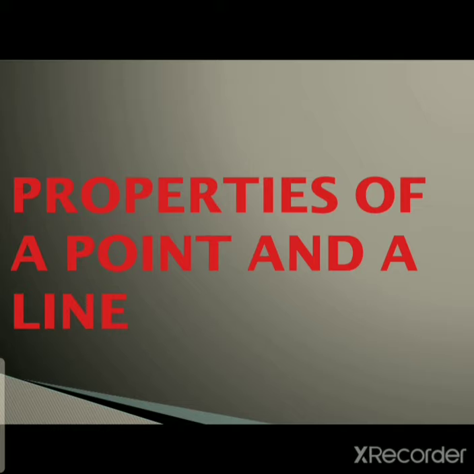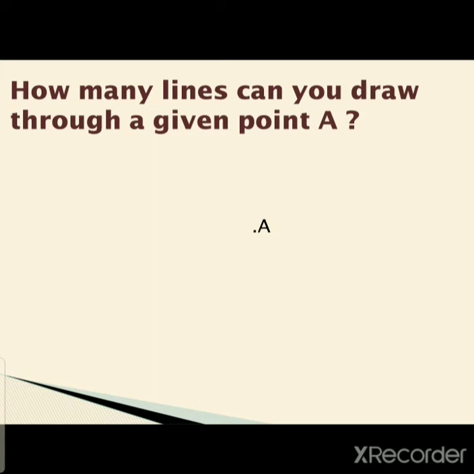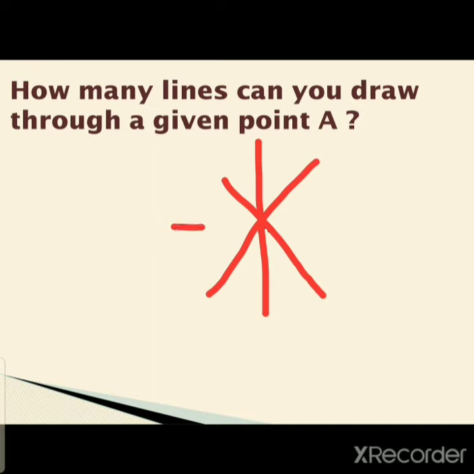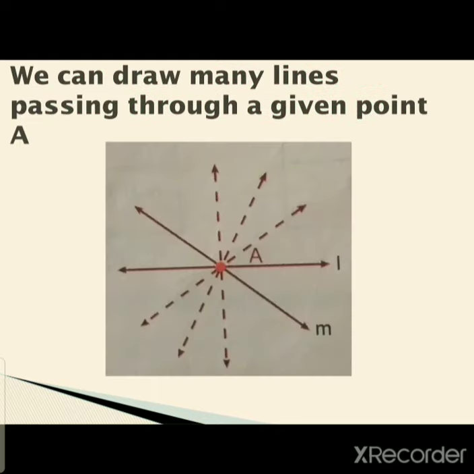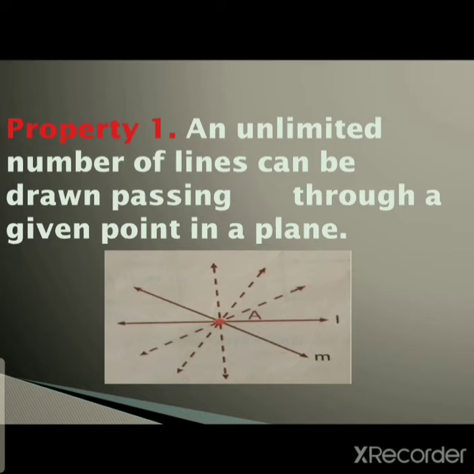Now properties of a point and a line. How many lines can you draw through a given point A? Let us draw the line through A. How many lines can we draw? Many lines. We can draw many lines passing through a given point A. So property 1: an unlimited number of lines can be drawn passing through a given point in a plane.